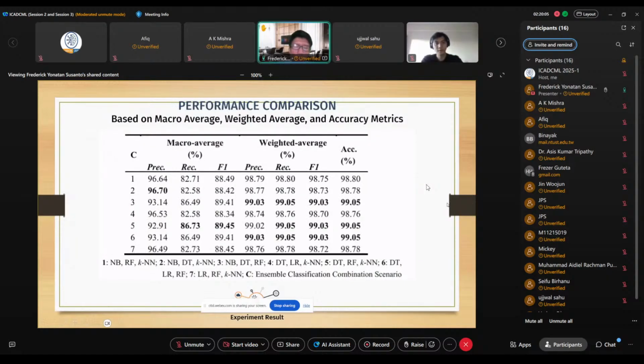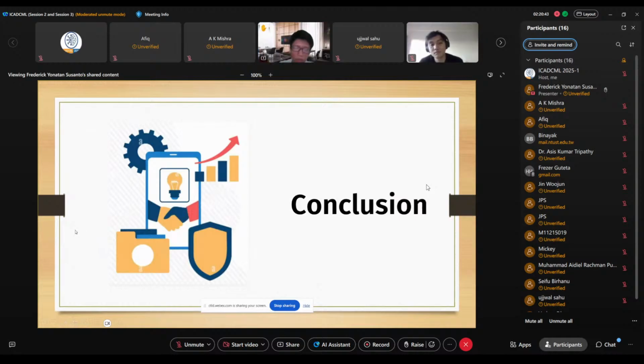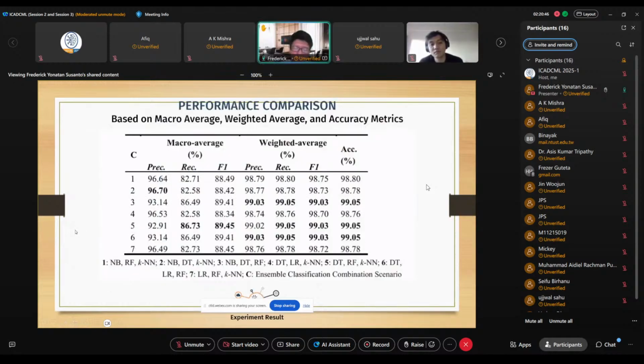Move to table 2. There are macro average and weighted average. The DT, RF, and KNN, meaning decision tree, random forest, and K-nearest neighbor ensemble, stand out as the most powerful combination, delivering impressive results in precision, recall, F1, and overall accuracy. The macro average metrics are particularly notable, with a precision at 92.91%, recall at 86.70%, and F1 at 89.55%. The weighted average metrics further highlight the ensemble's excellence.